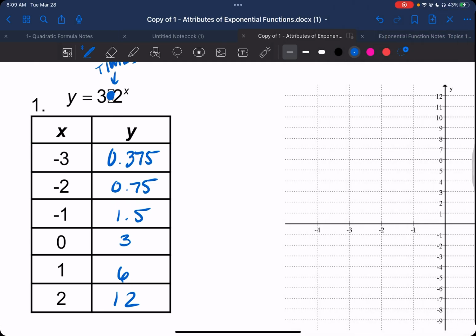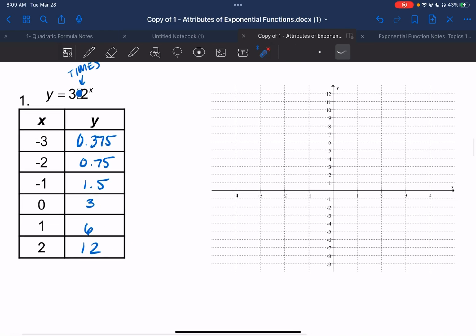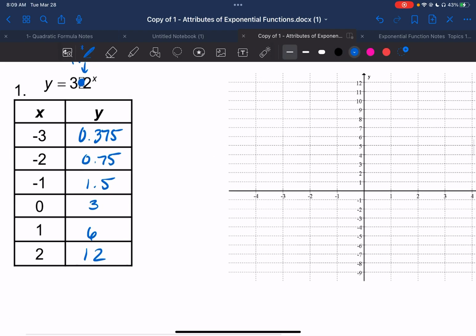So let me actually move this away. Now we're going to graph. I know you guys' paper, when I printed it, it kind of sucks. You can't really see it, but try your best. So we need to graph these points onto here. Just try your very best. All right, so we know -3, 0.375. So notice this is -3. Trying to do a small dot. -3, so I'm going to say that it's like right here. -2, 0.75, I'm going to say it's like right here.